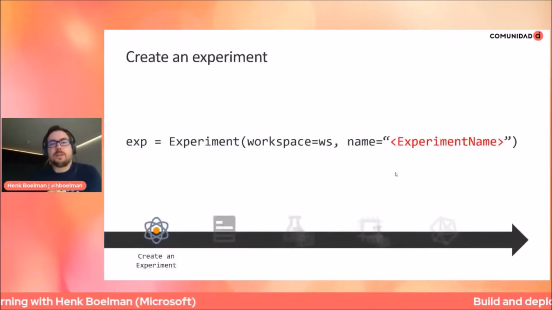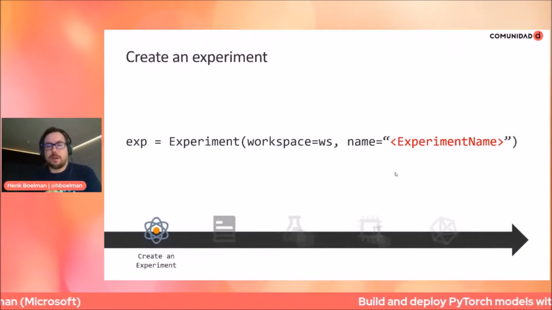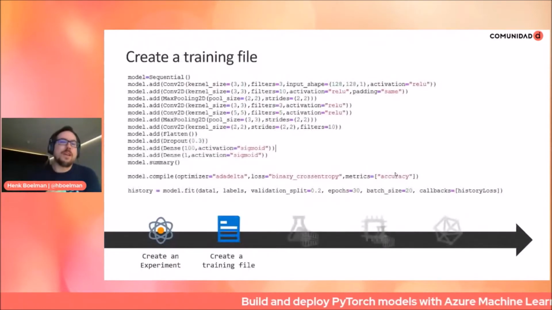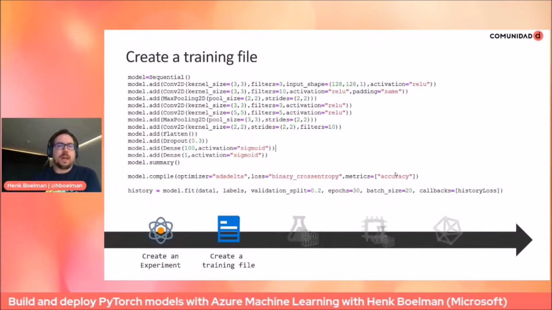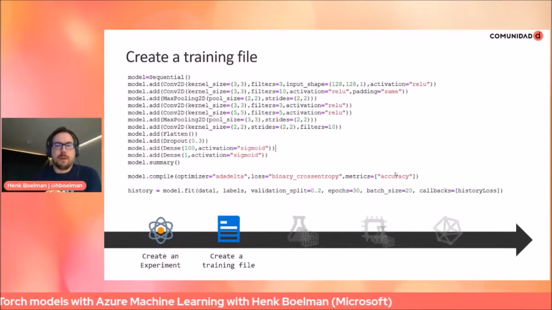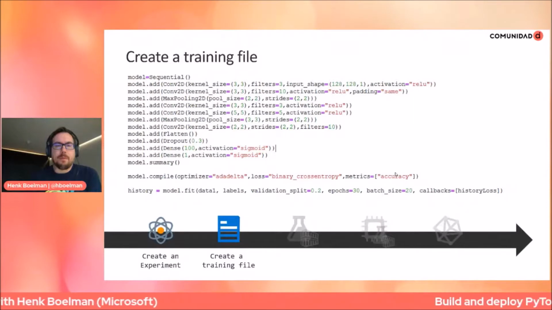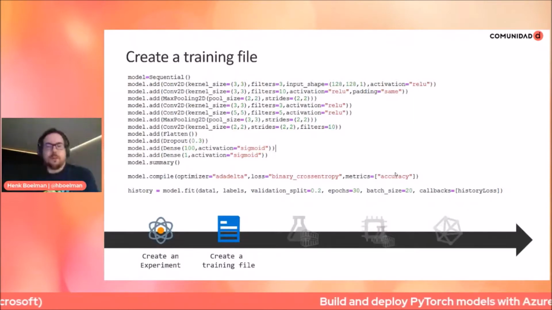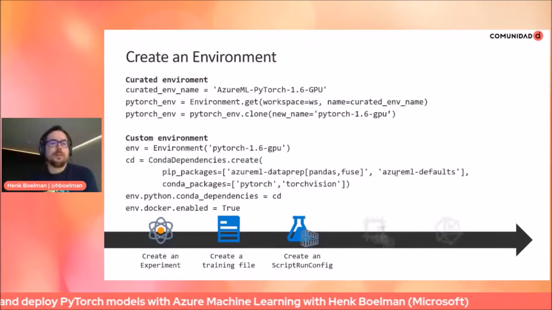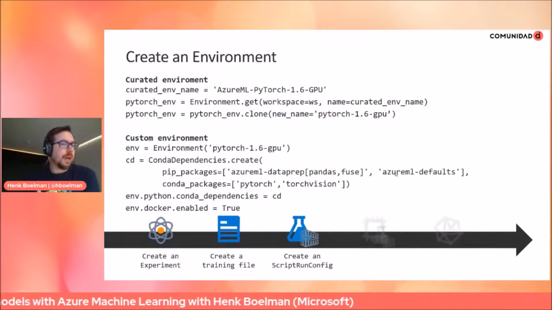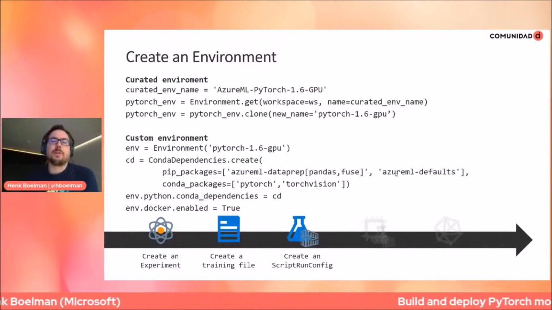First thing we need to do is create or connect to an existing experiment. And then we need the magic file that will actually do the training. I will dive into what is in the training file during the demo. We need a file that takes in the data and delivers us the model. Then we need to configure how the training script has to run. So we can either pick a curated environment. These are the environments Microsoft maintains and keeps up to date. So that saves you a lot of work. But you can also create your own custom environment if you need something very specific.